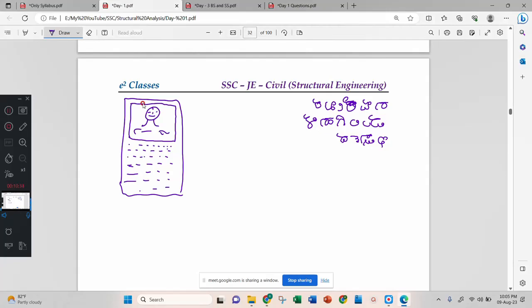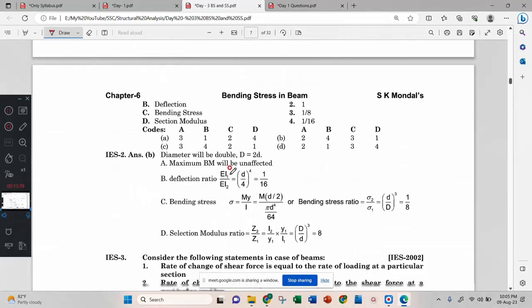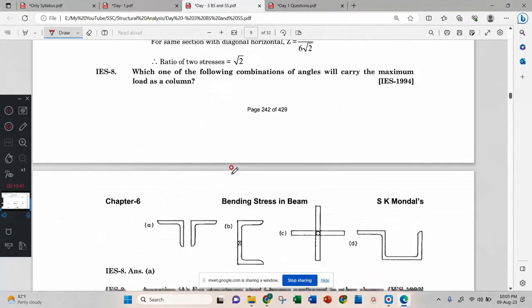Okay? Next, shear stress. Next chapter, shear stress.